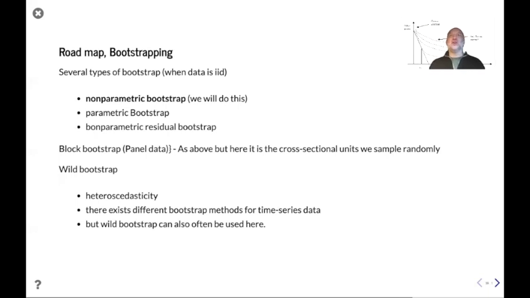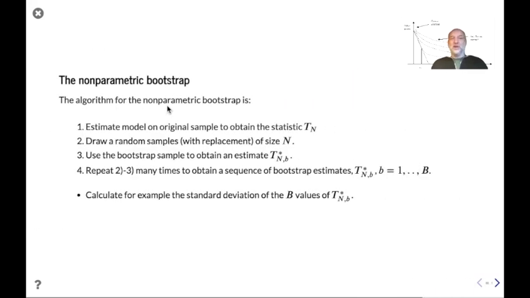We could do that here, right? Because we have a parametric model for how y is generated depending on x and some residuals. Anyway, especially in time series there are so many different types of bootstrap. So I'm just going to do the overall non-parametric, bread and butter bootstrap here. That is the following. Okay, so you estimate the model on the original sample, and then you obtain some statistics.